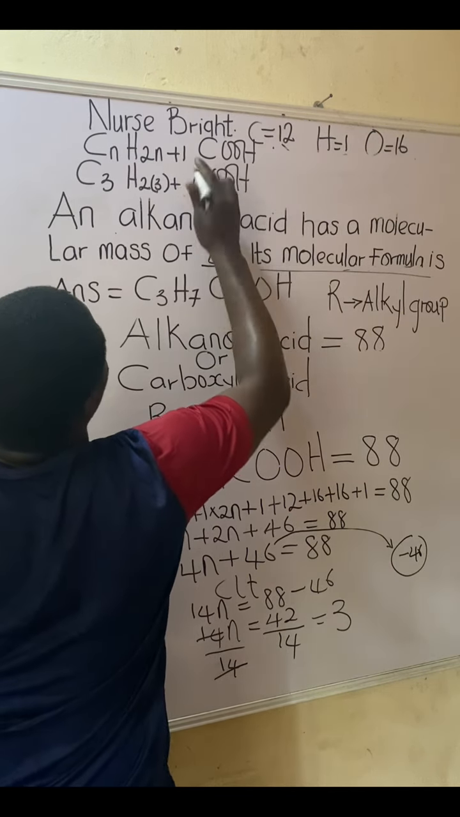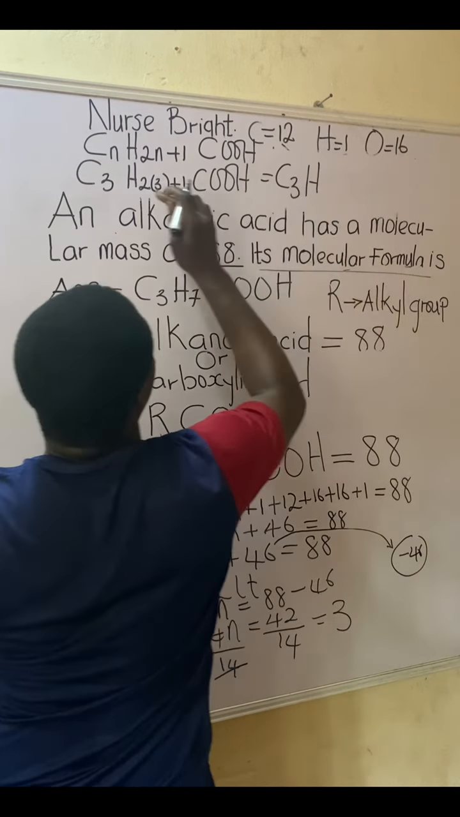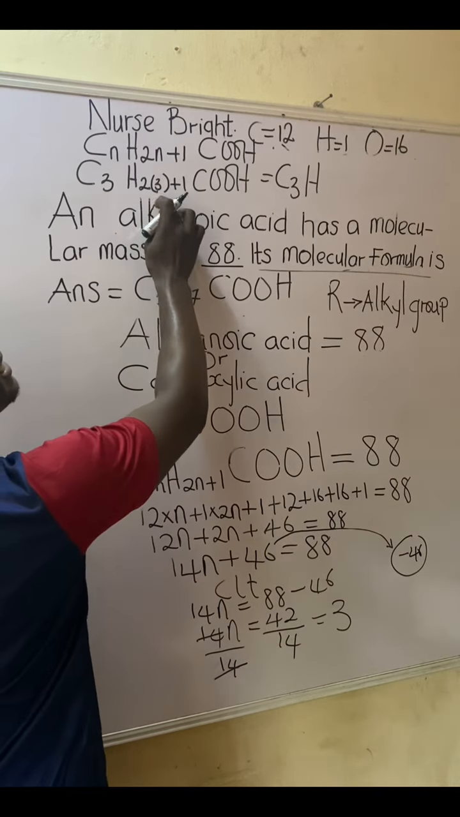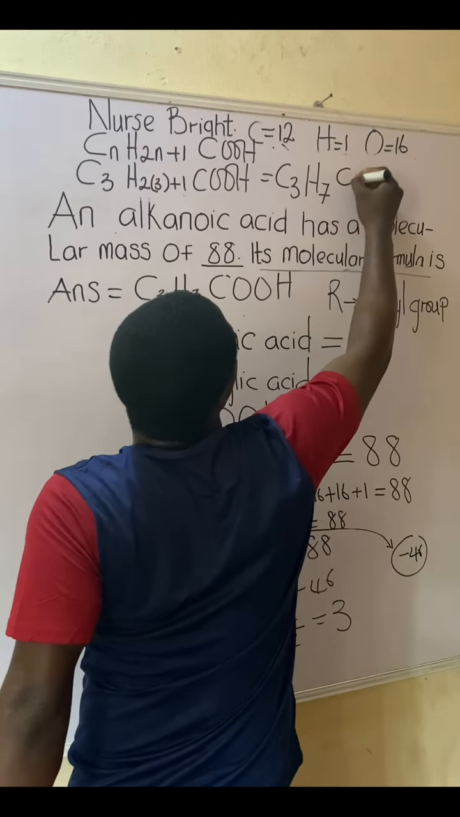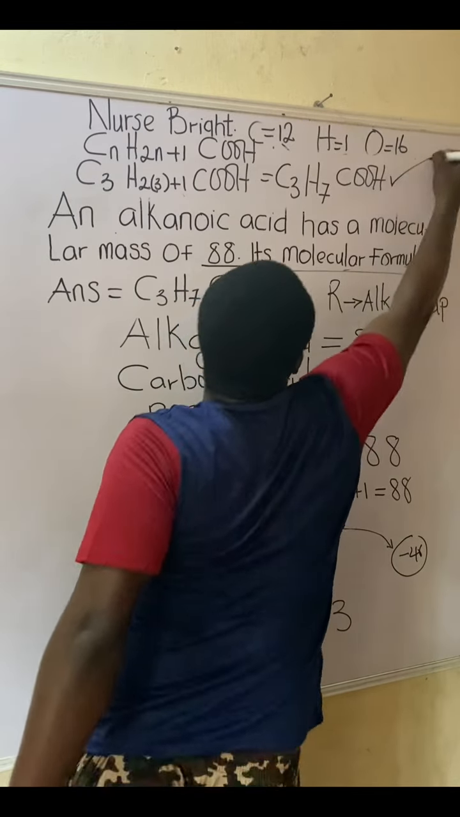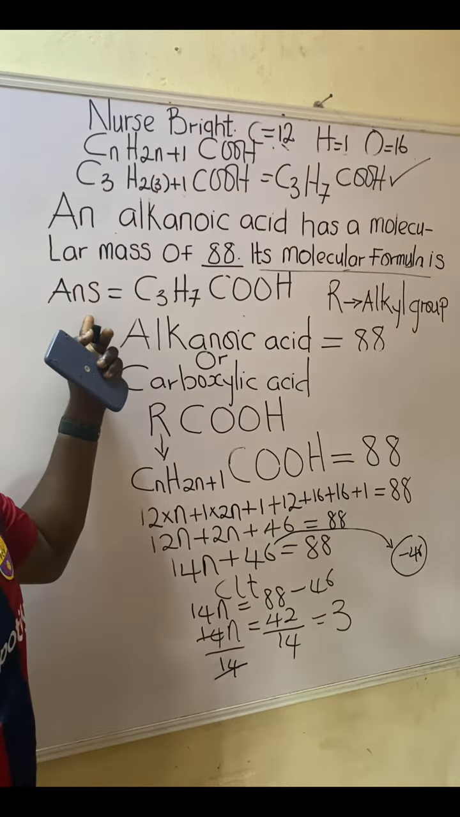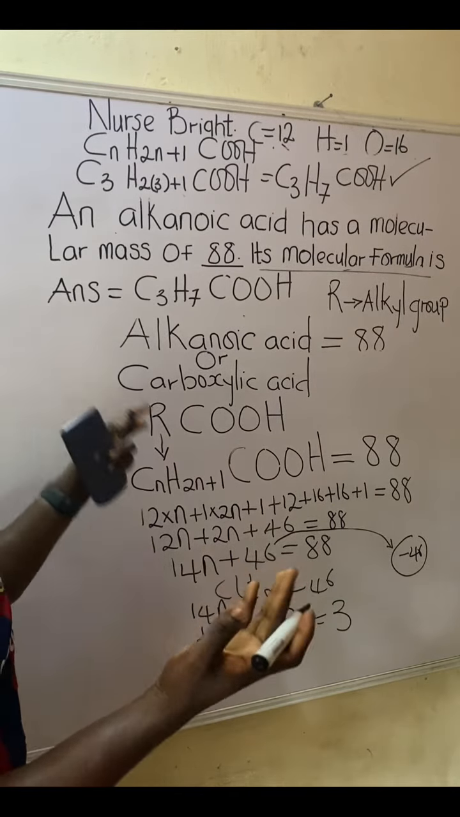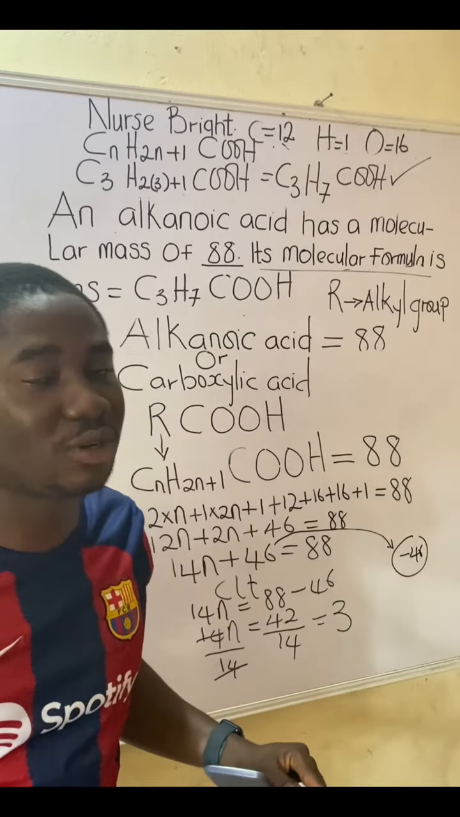COOH. So then what we are having is equal to C3H2 times 3, that's 6. 6 plus 1, that is 7. And then COOH. This is the final answer to the question which they told us in the question. So you can see how we got the answer to this question. It is extremely easy.